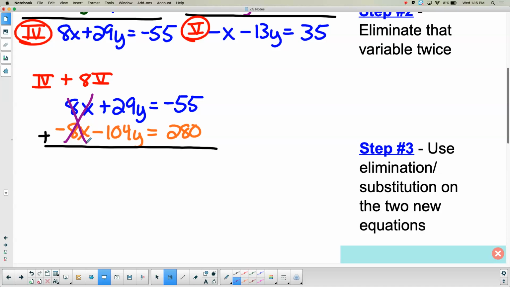229 minus 104. 75? Negative 75? Negative 55 plus 280. 225? 225 divided by negative 75? Negative 3.